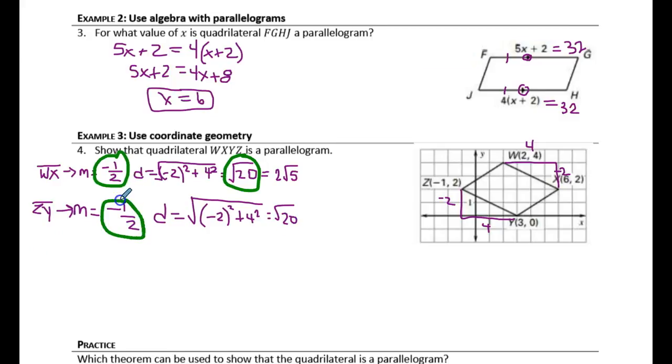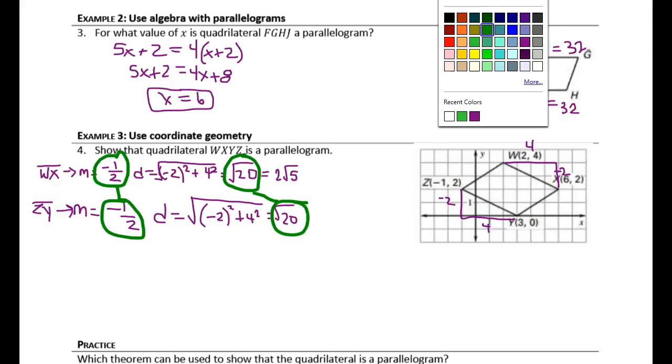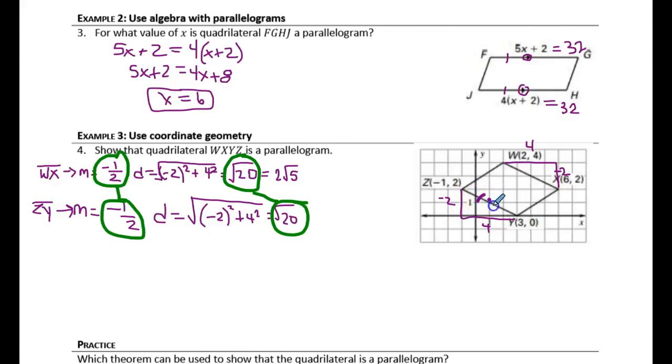So my slopes are the same, my lengths are the same, which means that I have one pair of sides that is both congruent and parallel. Now this should work with the other two sides as well. We've already proven that it's a parallelogram, but let's take a look.